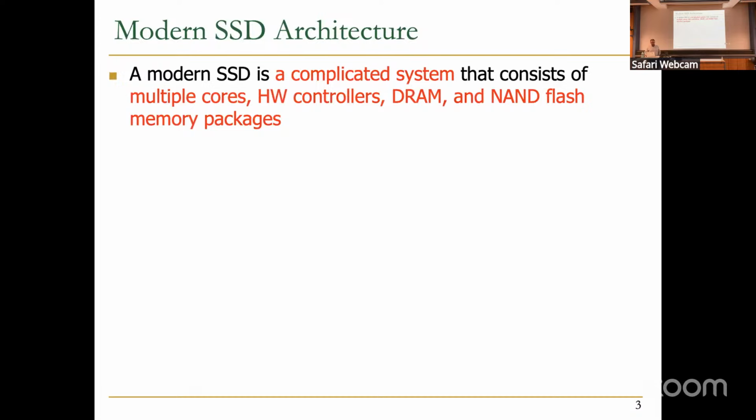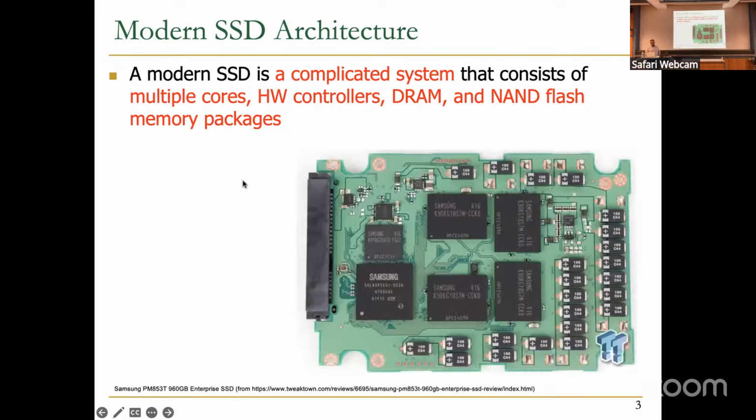A modern SSD architecture is a complicated system that consists of multiple cores, hardware controllers, DRAM, and NAND flash memory packages. This, for example, is a picture of one modern SSD, and you can see that we have 4 NAND packages on this side and also 4 NAND packages on the other side of the board, which is not shown here. In total, we have 8 NAND packages, or NAND chips, you can think of it.